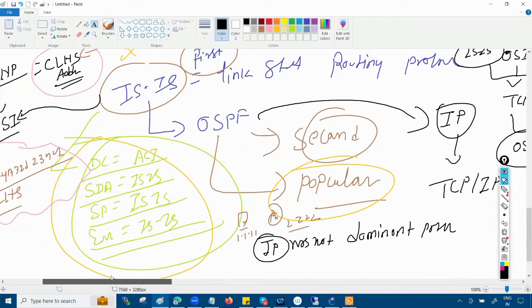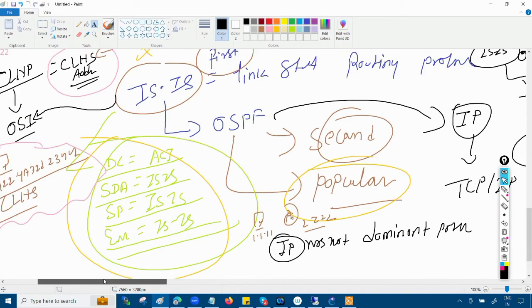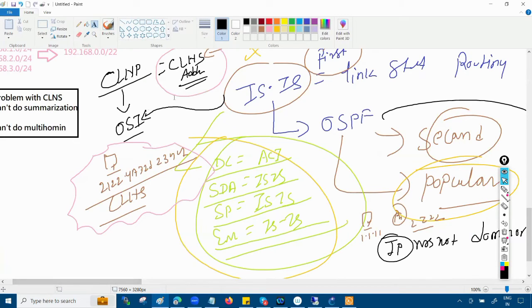We have seen the ISS protocol and the OSPF protocol. ISS was the first link state routing protocol, and OSPF was the second. OSPF was popular because of IP. ISS did not become popular because it was introduced for OSI, the CLNP protocol.